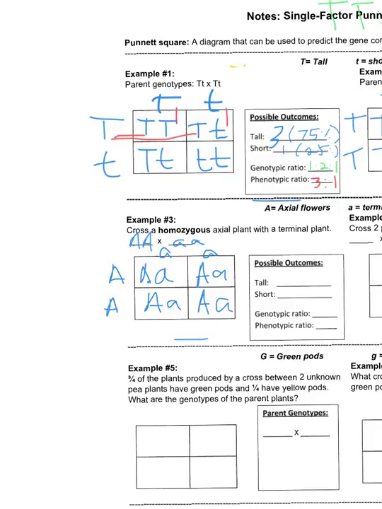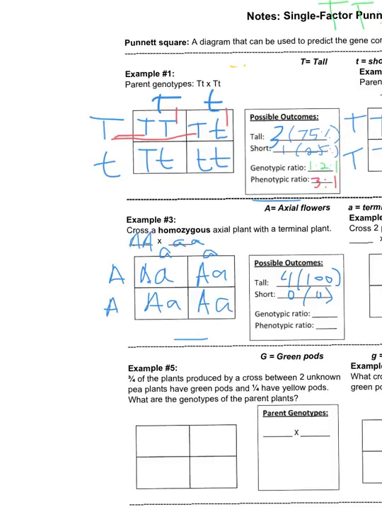So what percent would be tall? Look at that. Everybody's got a capital A. So 4 would be tall. That's 100%. And 0 would be short. That is 0%.